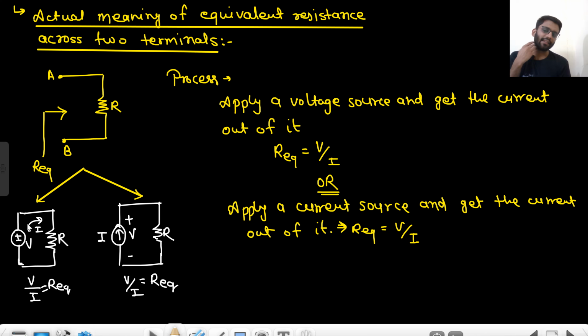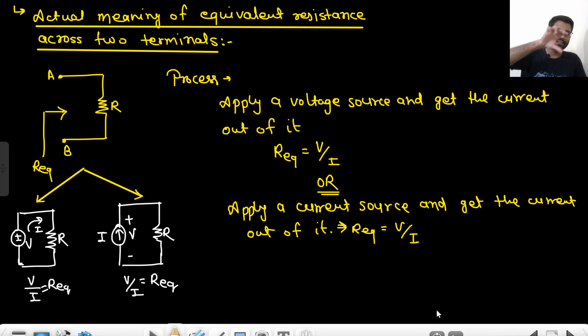Just notice the sign. The current should get out of the positive terminal. From this positive terminal, the current is getting out. If the current is getting into the positive terminal, that means the resistance will be negative. Okay. The current is getting out of the positive terminal, that means the resistance will be positive. Okay. So current has to get out of the positive terminal. Okay. That's it. Very simple concept.